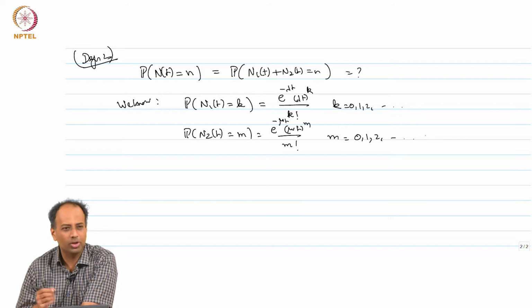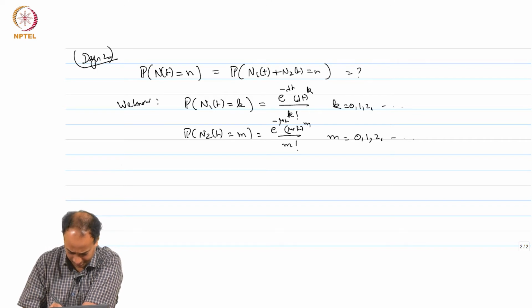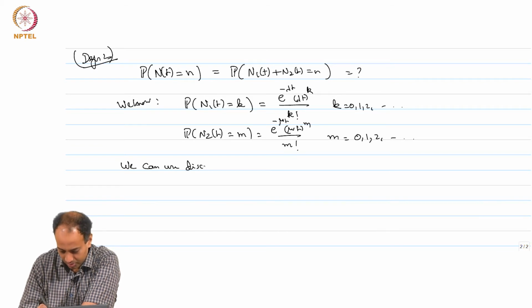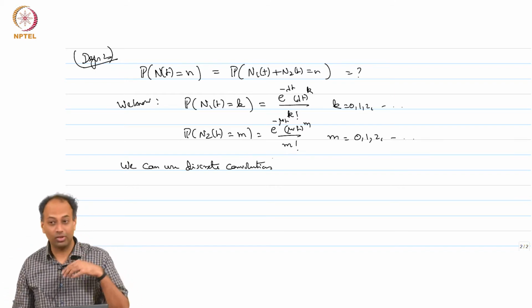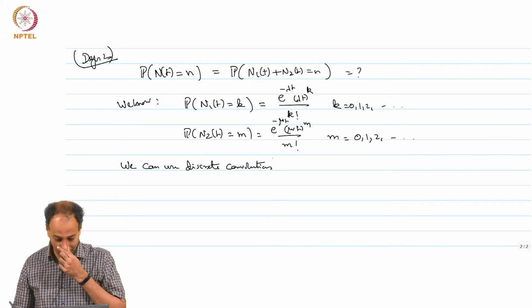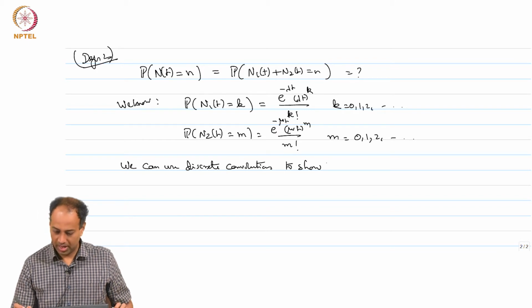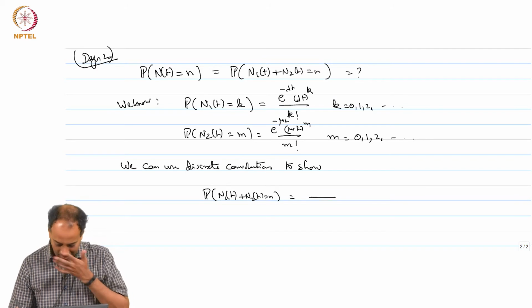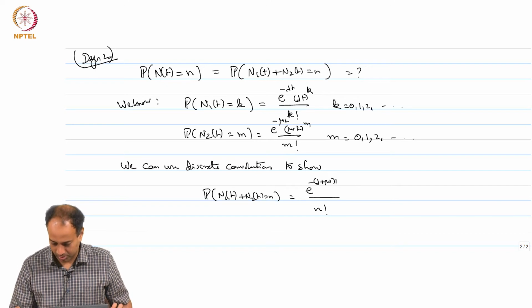So, how do you prove that? You can use a discrete convolution. You are allowed to use convolution because N1 and N2 are independent, otherwise you cannot use convolution. You can use discrete convolution to show that this is also Poisson with parameter e power minus (lambda plus mu).